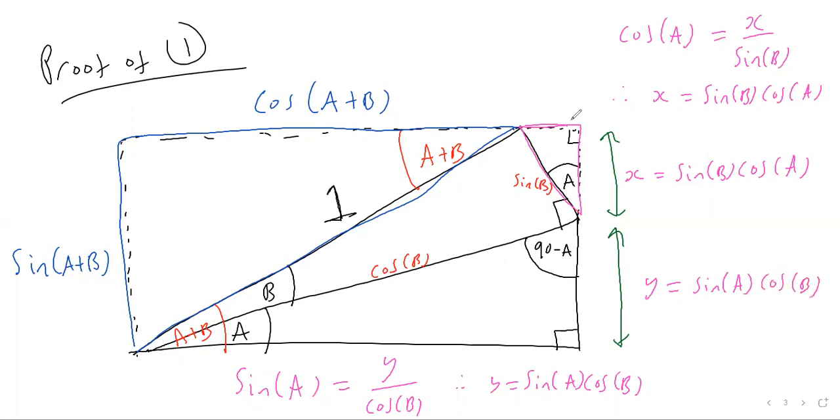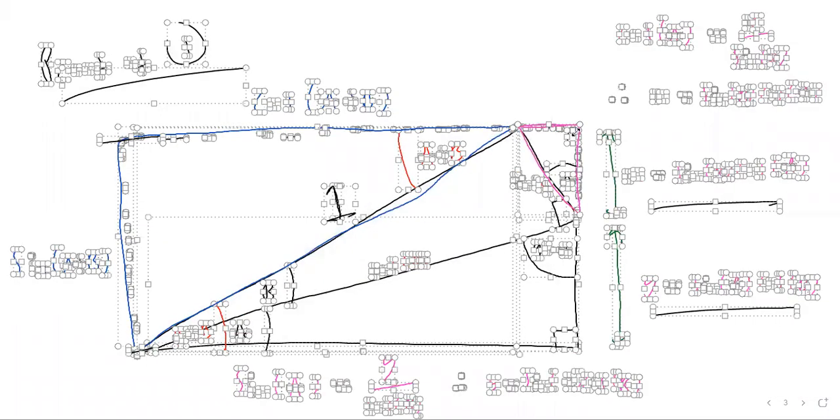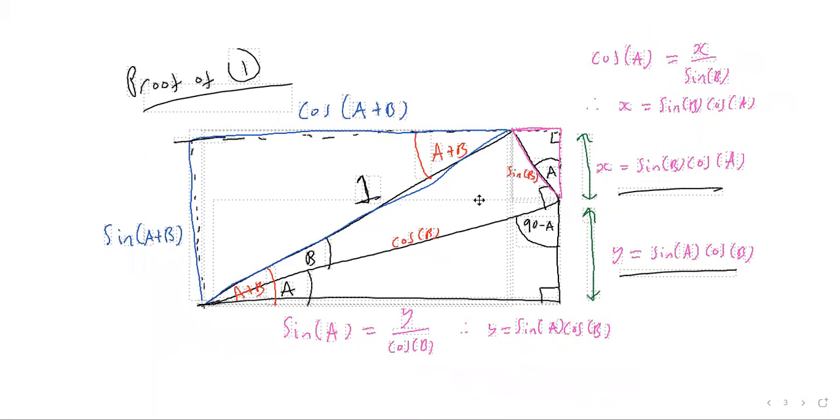And so sine of A plus B, this height here, is equal to that plus that. And that is exactly what the formula tells us. So if we just move everything up a little bit to get some more space.